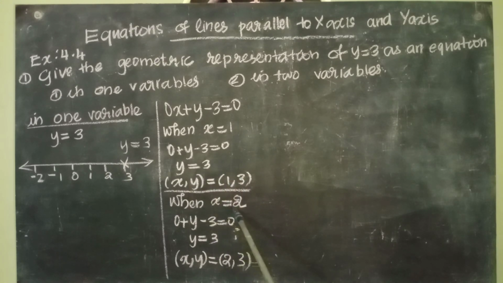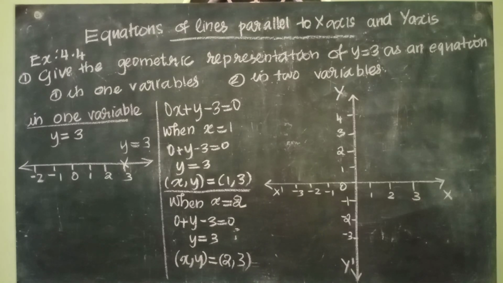Then when x equals 2, 0 plus y minus 3 equals 0, y equals 3. Therefore, (x, y) equals (2, 3). Now we can represent these solutions on the Cartesian plane. So I have drawn the Cartesian plane. Now we can represent the points on the Cartesian plane.